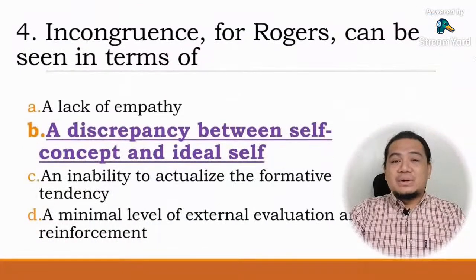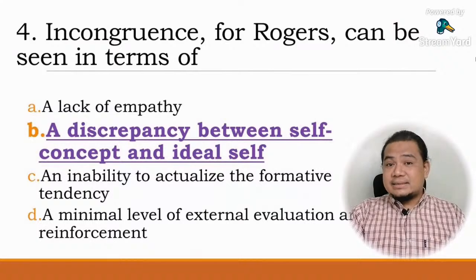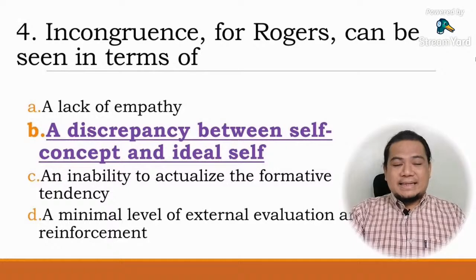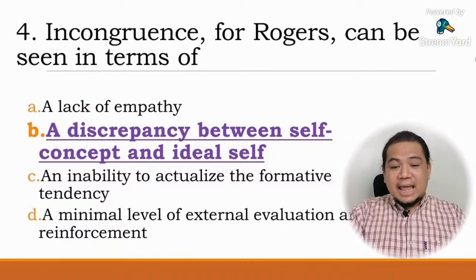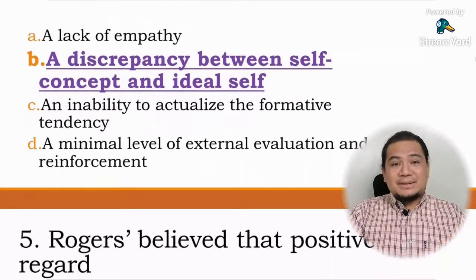Number 4, incongruence for Rogers can be seen in terms of. The answer is letter B, a discrepancy between self-concept and ideal self. The ideal self contains all those attributes, usually positive, that people aspire to possess. A wide gap between the ideal self and the self-concept indicates incongruence and unhealthy personality. Psychologically healthy individuals perceive little discrepancy between their self-concept and what they ideally would like to be.